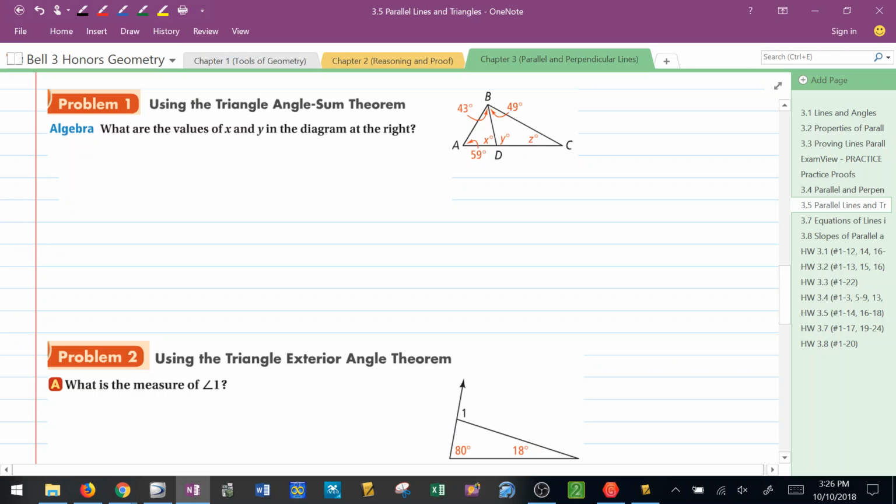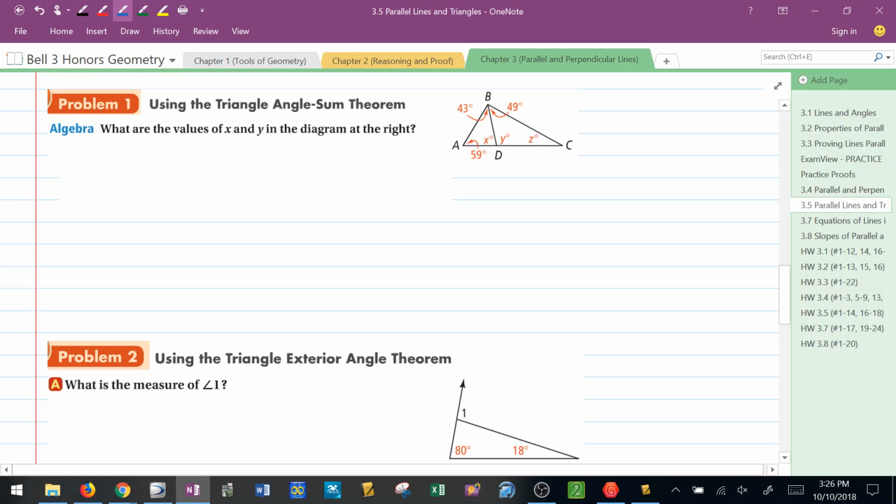So it says, what are the values of x and y? We've also got a z in there, so I'm going to go ahead and find them all. When you're studying an image like this, and there are triangles in it, always use the triangles to try to help you figure things out.